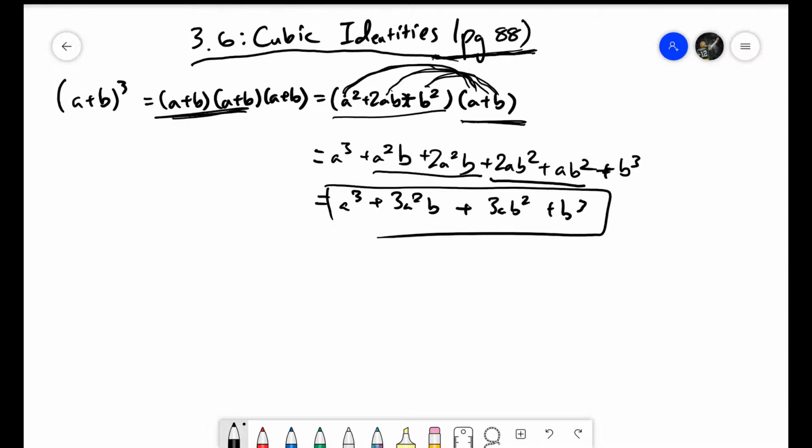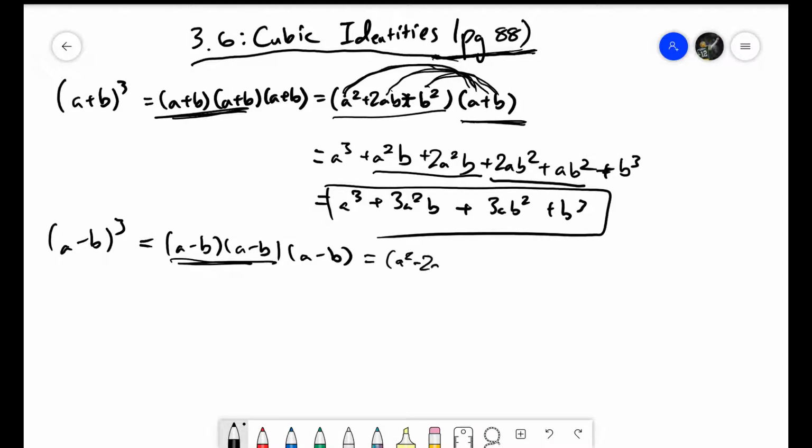The next identity that we'll be talking about is a minus b cubed. So you do the same thing here as you did in the previous problem. So this is a minus b times a minus b times a minus b. Then you multiply the first a minus b times a minus b, and that gives a squared minus 2ab plus b squared times a minus b. Then you do the same thing as you did in the previous problem.